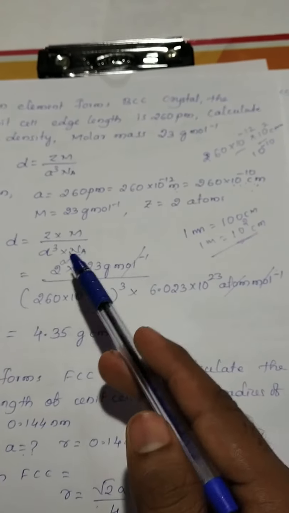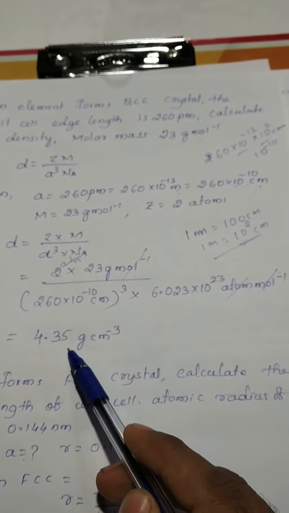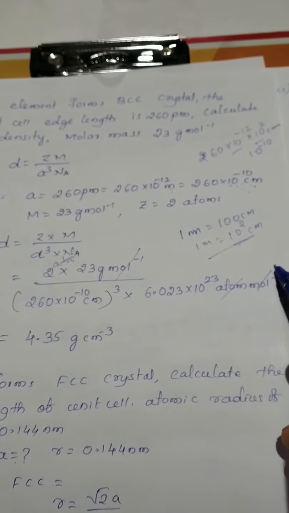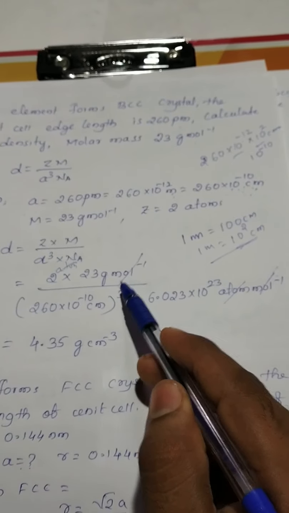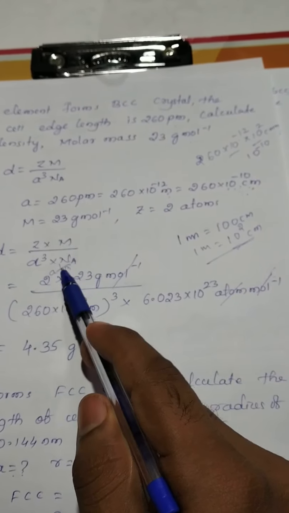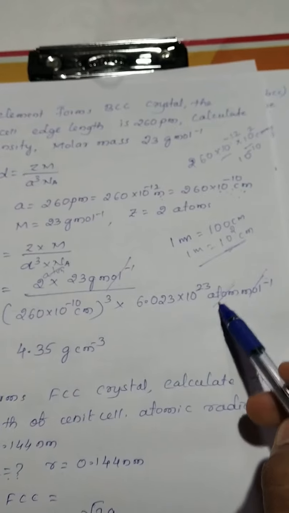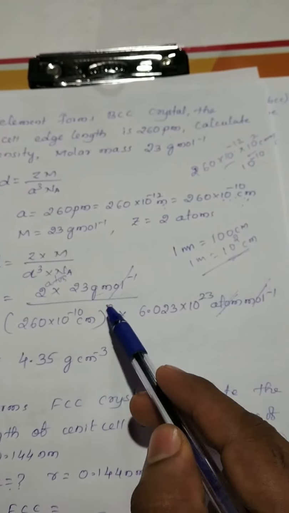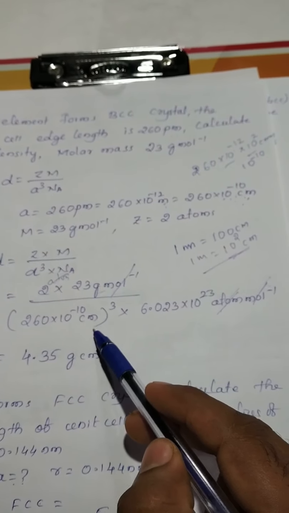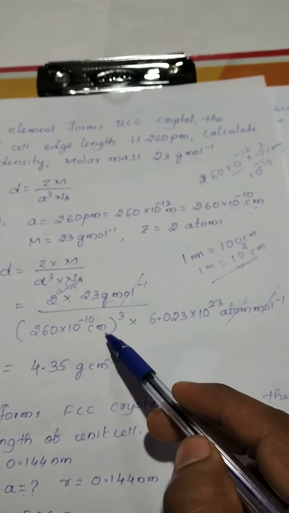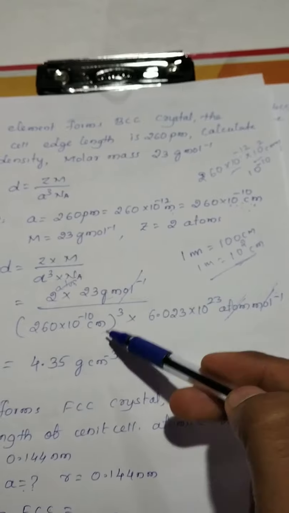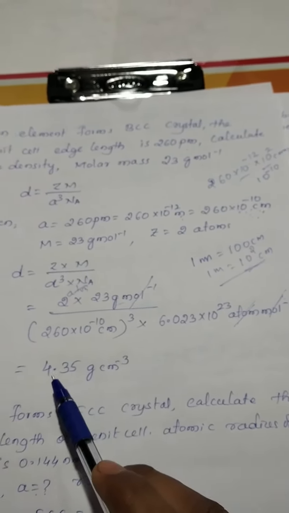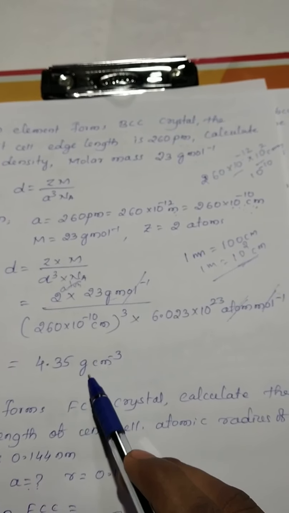On solving this, you will get 4.35. The unit per mole in the numerator and per mole in the denominator cancel each other. Here 2 atoms and atom also cancel each other. Remaining is gram, and centimeter cube in the denominator. Hence gram per centimeter cube. You will get the answer 4.35 gram per centimeter cube.